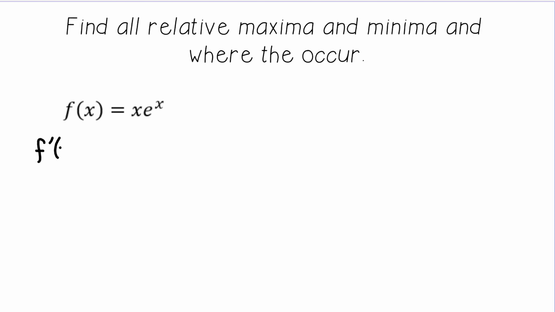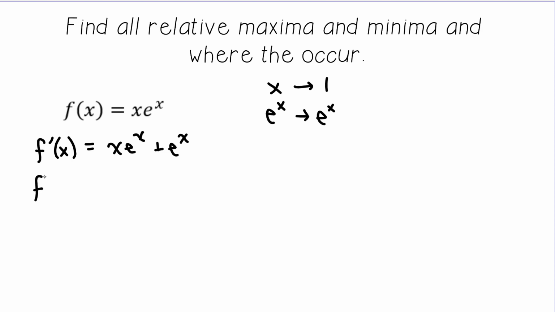So first thing I'm going to do is find f prime of x. In this case, we have to use the product rule, so I'm going to go ahead and write my two functions over here. The derivative of x is 1. The derivative of e to the x is e to the x. So our equation is now x e to the x plus e to the x times 1. And I'm going to set this equal to 0. But first I'm going to factor out e to the x. So I have 0 equals e to the x times x plus 1.